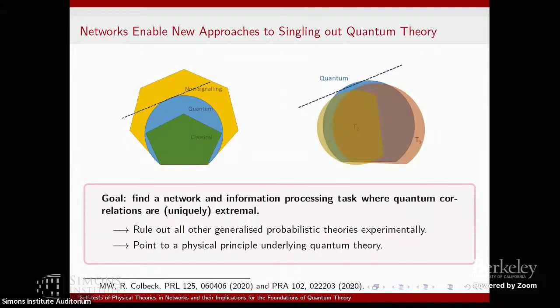Because if we find a task, a network, and then a task on it where quantum is uniquely optimal, first of all, we can actually experimentally exclude those other theories that we could never do in this scenario. And the second thing we can do is, this also points to a physical principle underlying quantum theory in kind of a new way, because it doesn't tell us in what sense other theories are unnatural, but it tells us in what sense quantum theory is special.